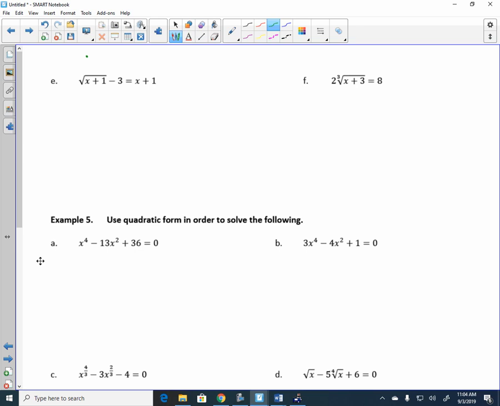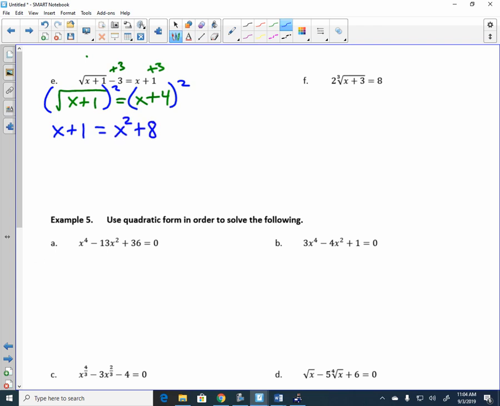Yep. So I add the 3 over, and we get the square root of x plus 1 is equal to x plus 4. Square both sides. Again, we run the risk of adding a solution that doesn't work out, so we have to be careful. We square both sides, and we get x plus 1 is equal to x squared plus 8x plus 16.